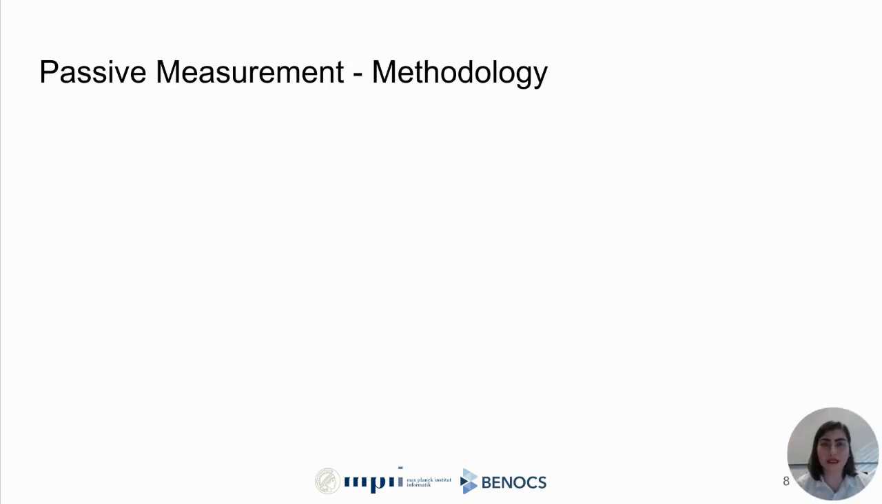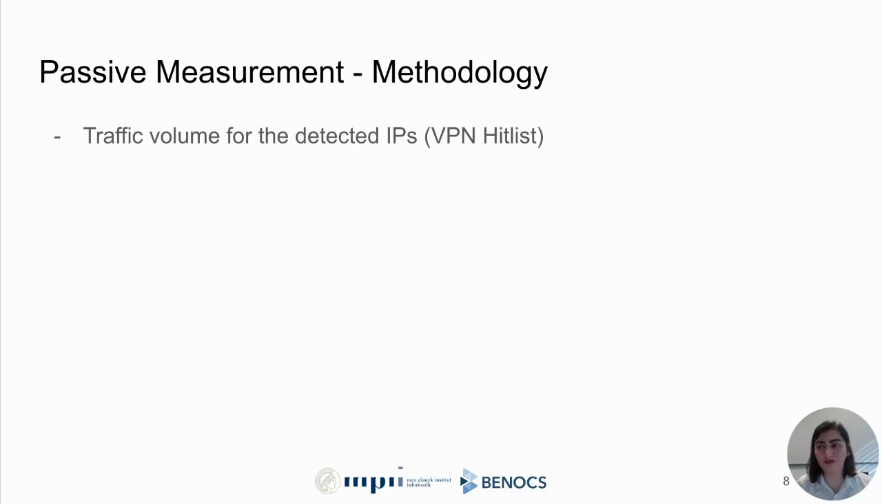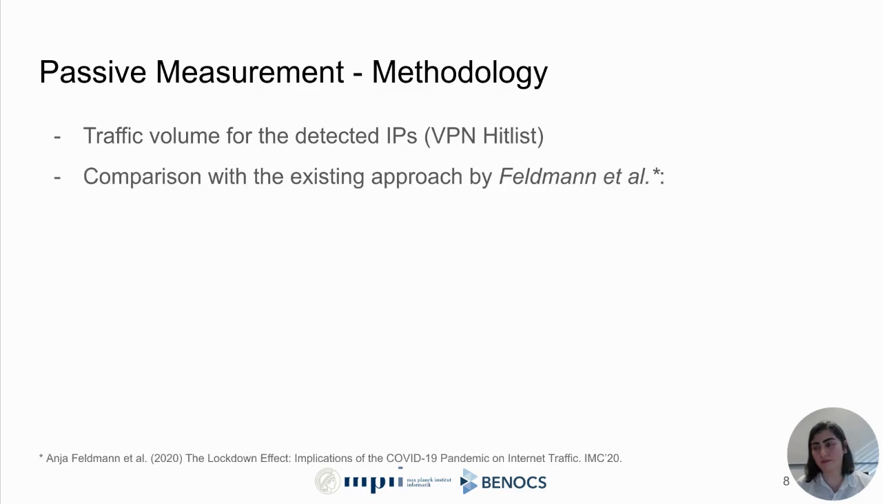Now that we have detected VPN servers in the wild and we have analyzed their security, we want to take a look to see if we can find VPN traffic in a large European ISP using this VPN hit list. For this reason, we take a look at traffic volume and traffic pattern of the traffic that is using these IP addresses. We also do a comparison with the existing approach by Feldmann et al. There are 2 approaches in this regard.